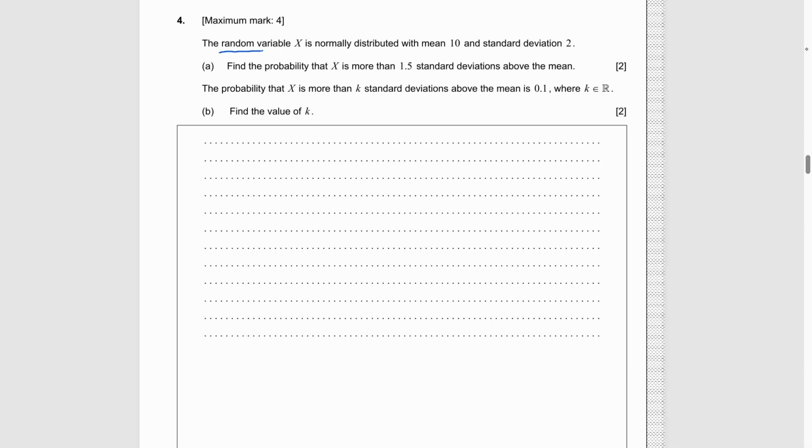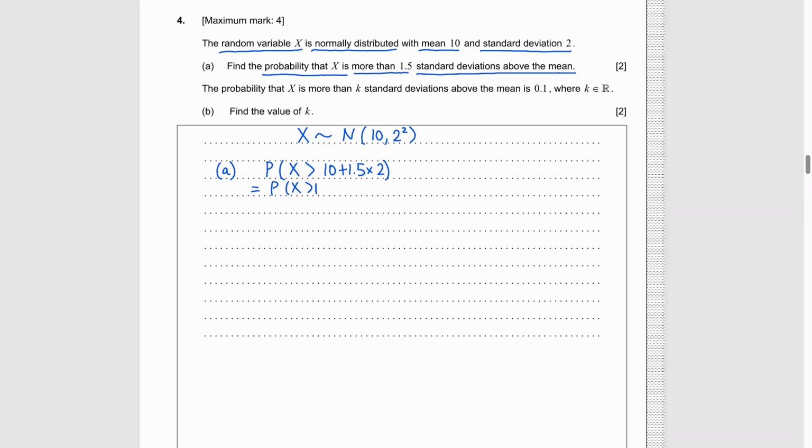Question 4. X is normally distributed with a mean of 10 and a standard deviation of 2. We want to find the probability that X is more than 1.5 standard deviations above the mean. That means we are finding the probability that X is greater than 13. Using the calculator, we get 0.0668.